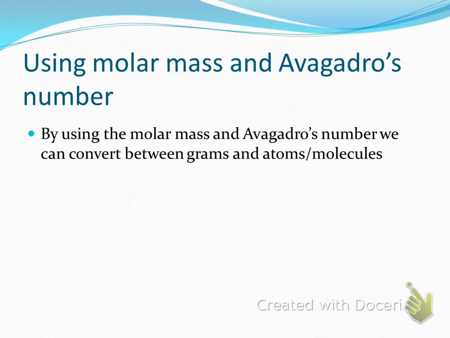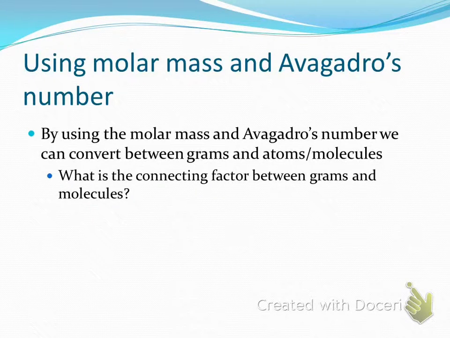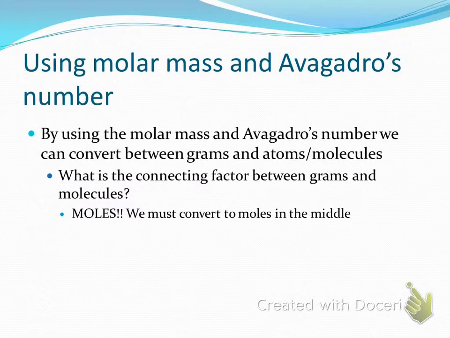Okay, by using molar mass and Avogadro's number, we can convert between grams and atoms, or grams and molecules. Our T-chart's going to be 1 step longer this time. What do you think the middle step has to be between grams and molecules? Moles. Has to be moles. There's no easy conversion between the number of grams and the number of molecules, so we've got to convert to moles and then go to the other. Moles is always our middleman.